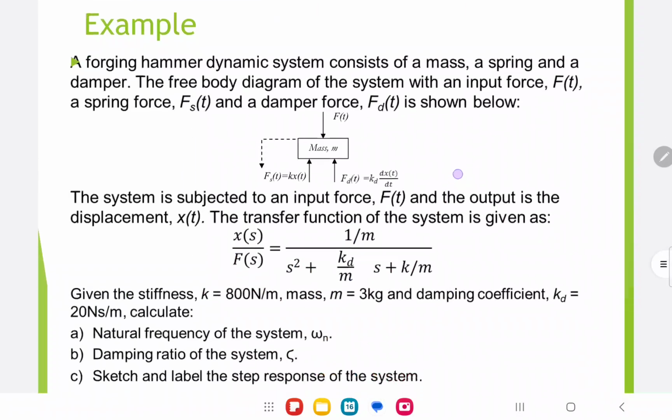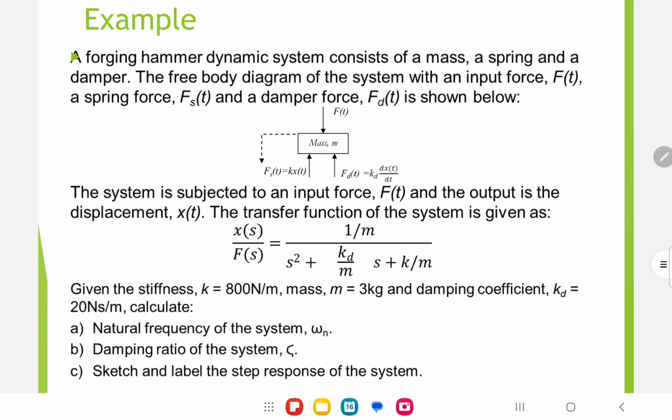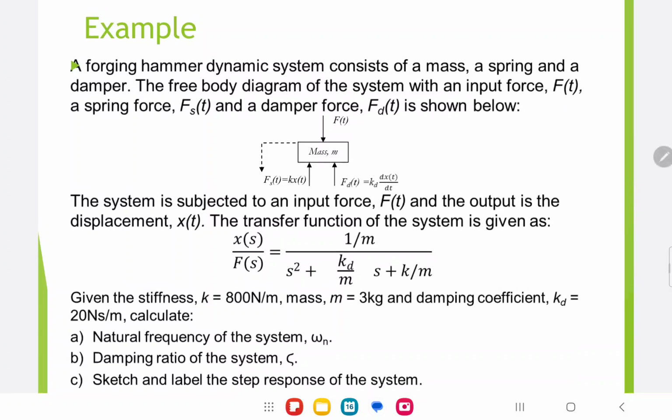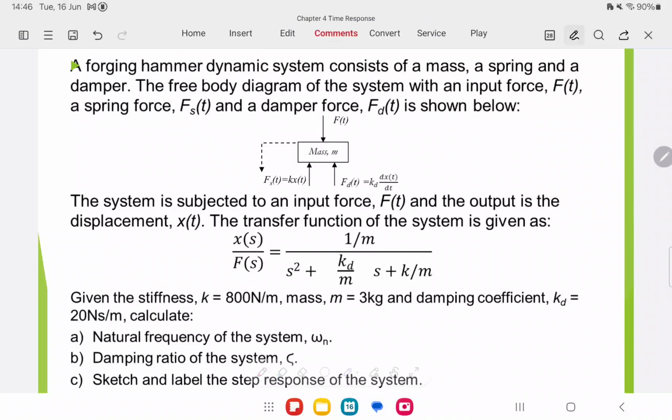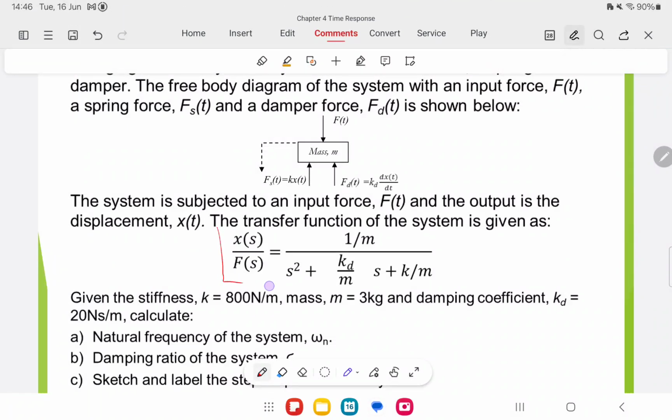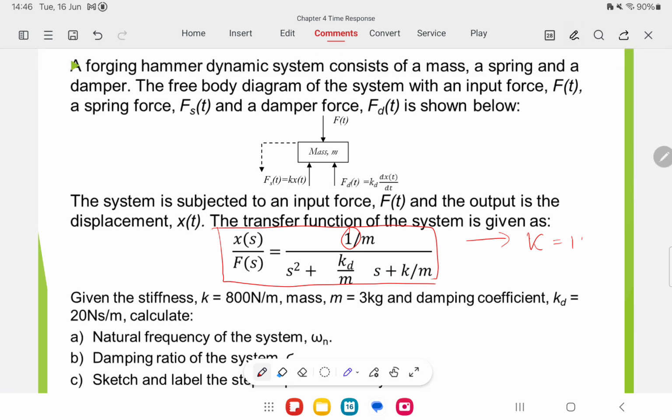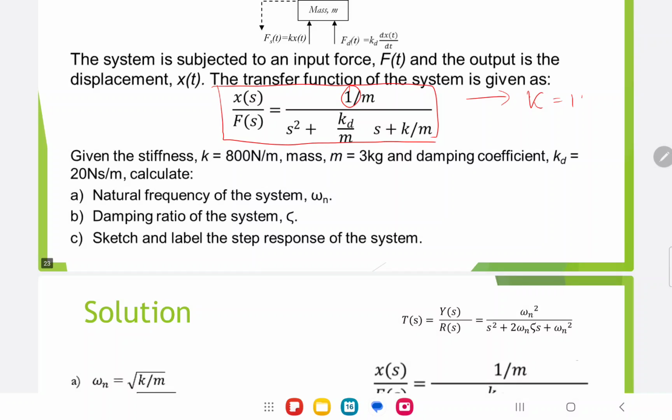Okay, we have one example kat sini. This one is when we have a system, sama macam kita punya test tadi tu, we have a mass, we have a spring, we have a damper. So this one is the transfer function dia. Yang ni. Okay, for this one normally kita set K equals to 1 lah, yang ini ni. Okay, so this is second order transfer function.